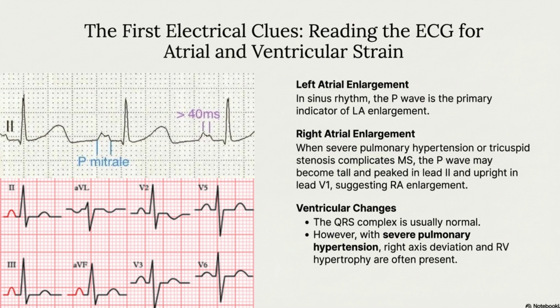And while the main part of the ECG, the QRS complex, is usually normal, severe PH often leads to right axis deviation and clear evidence of right ventricular hypertrophy. The electricity confirms the pressure backlog.